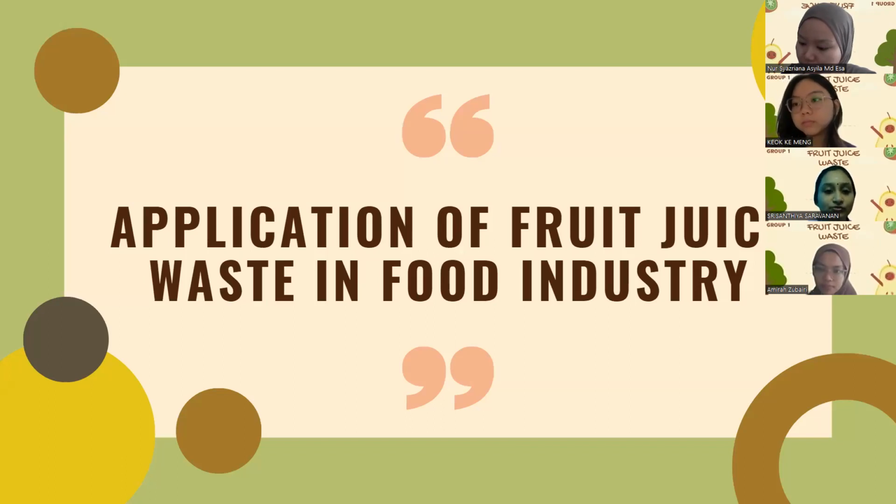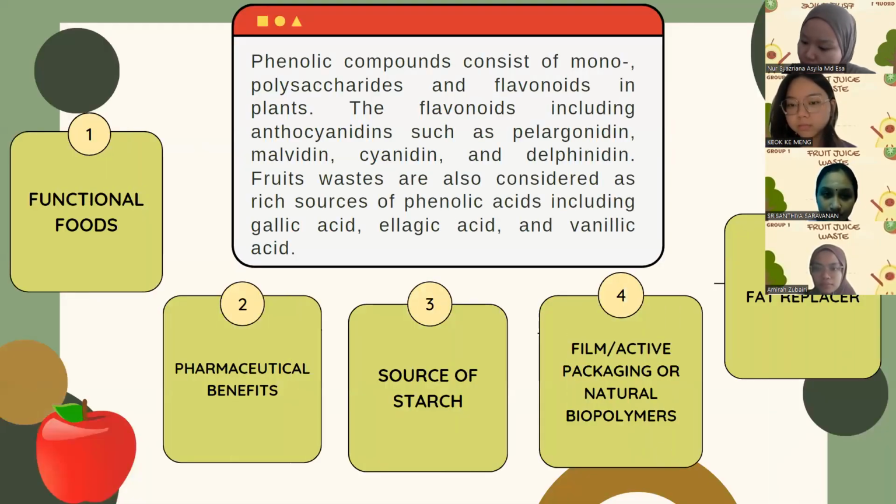These are the applications of fruit juice waste in the food industry. Physical fruit juice waste normally consists of seeds, pomace, and peel. The fruit juice waste contains phenolic compounds that consist of monosaccharides and flavonoids. The flavonoids include anthocyanidins such as pelargonidin, malvidin, cyanidin, and delphinidin. The fruit waste also contains a rich source of phenolic acids as stated below.